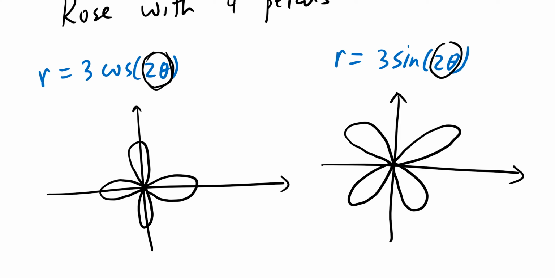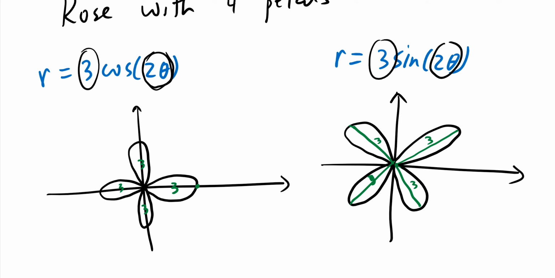Okay, now the question is, what does that 3 do in the front? The 3 tells us how far it goes up. So this distance is 3, this is 3, this is 3, 3. And here the same thing, this distance is 3, this distance is 3, this distance is 3, this distance is 3. That's how we get the petals.